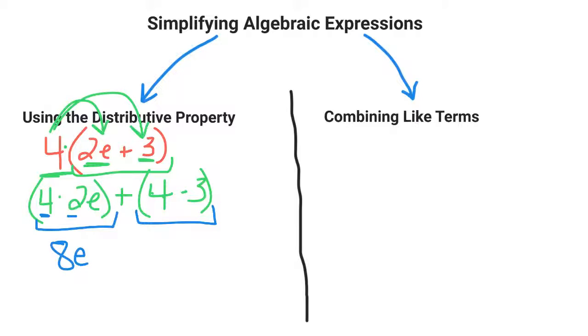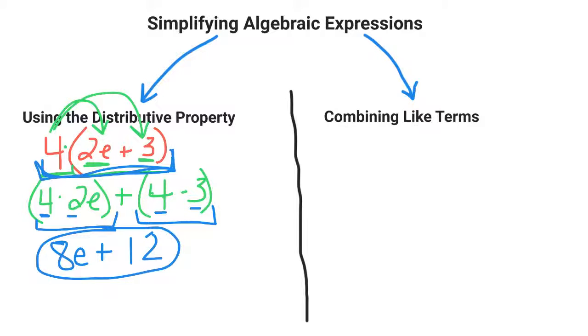We can, however, solve and get one final answer for 4 times 3 because they are both whole numbers, and we know 4 times 3 is 12. To finish this expression, we would put an addition sign in between, and our simplest form of our expression, 4 times (2e plus 3), would be 8e plus 12. Again, this expression, 8e plus 12, is equivalent to our original expression of 4 times (2e plus 3) with the 2e and 3 in parentheses.